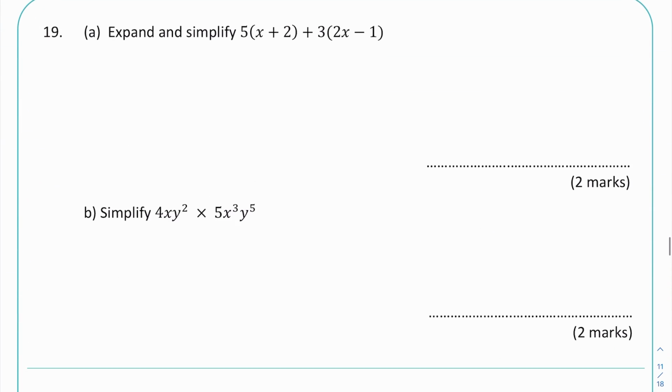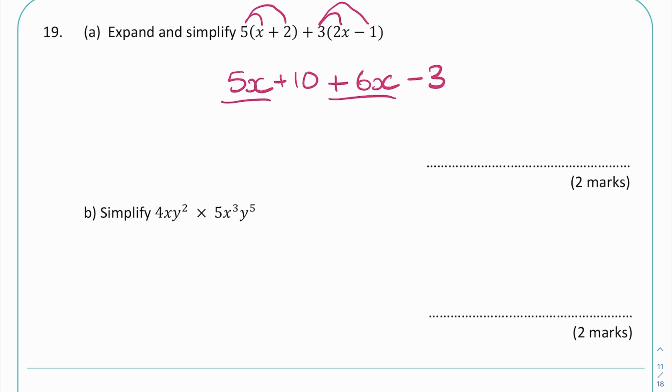So question 19. Expanding and simplifying, and we have two sets of single brackets. So start with the bracket on the left. 5 times x is 5x. 5 times 2 is 10, with a plus symbol in between. We are then going to add to that 3 times 2x, which is 6x, and 3 times negative 1, which is negative 3. We can now just collect like terms. So we have 5x plus 6x, in total that's 11x, and we have plus 10, take away 3, which in total is plus 7. So 11x plus 7 is our final answer.